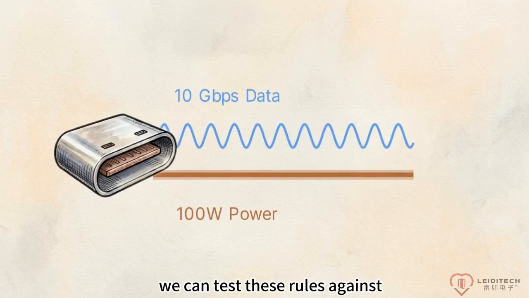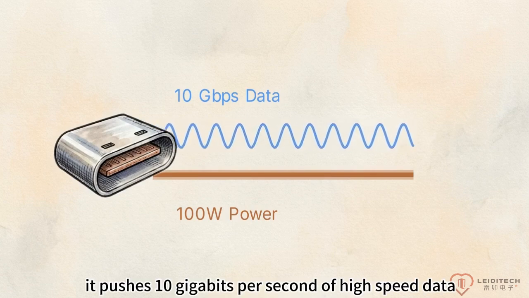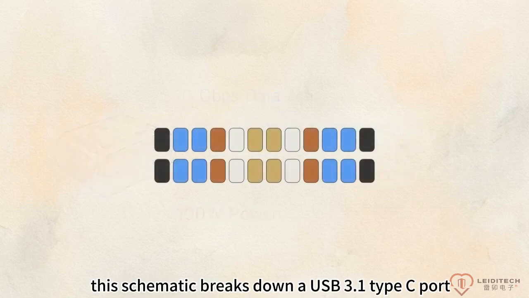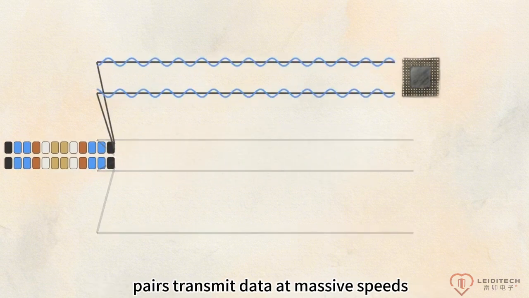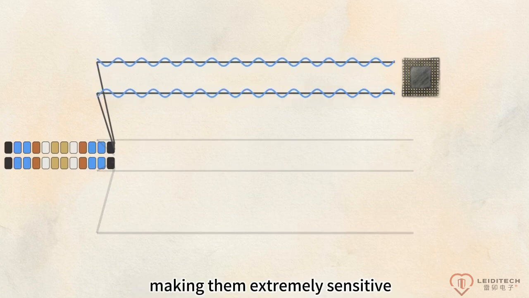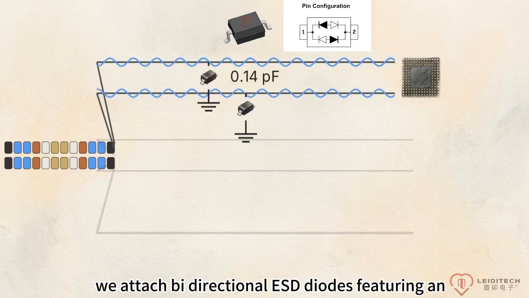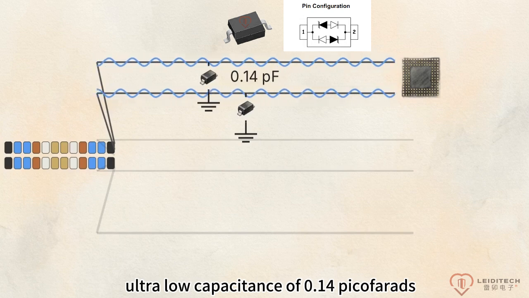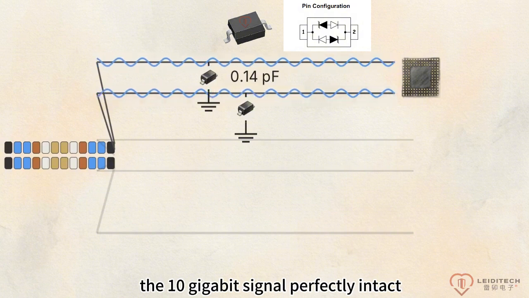We can test these rules against the USB 3.1 Type-C interface. It pushes 10 gigabits per second of high-speed data right next to 100 watts of high-voltage power. This schematic breaks down a USB 3.1 Type-C port. The super-speed TX and RX differential pairs transmit data at massive speeds, making them extremely sensitive to any signal degradation. To protect these pathways, we attach bidirectional ESD diodes, featuring an ultra-low capacitance of 0.14 picofarads. This intercepts static strikes while leaving the 10 gigabit signal perfectly intact.